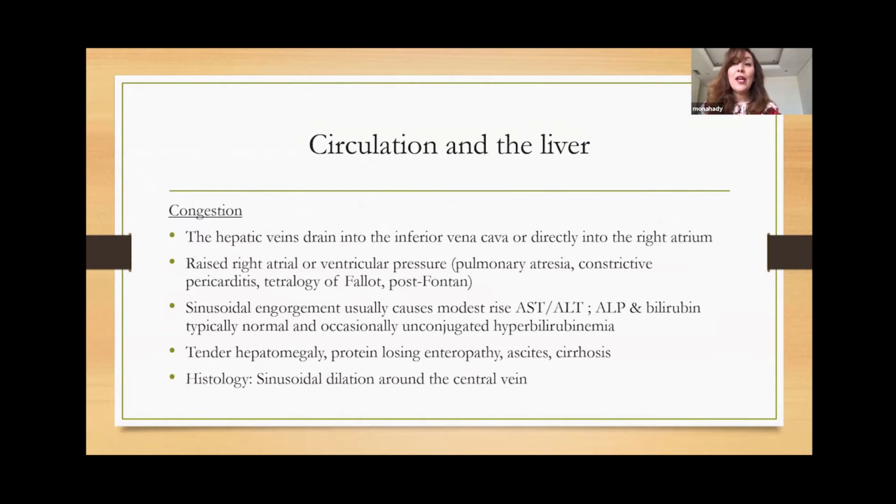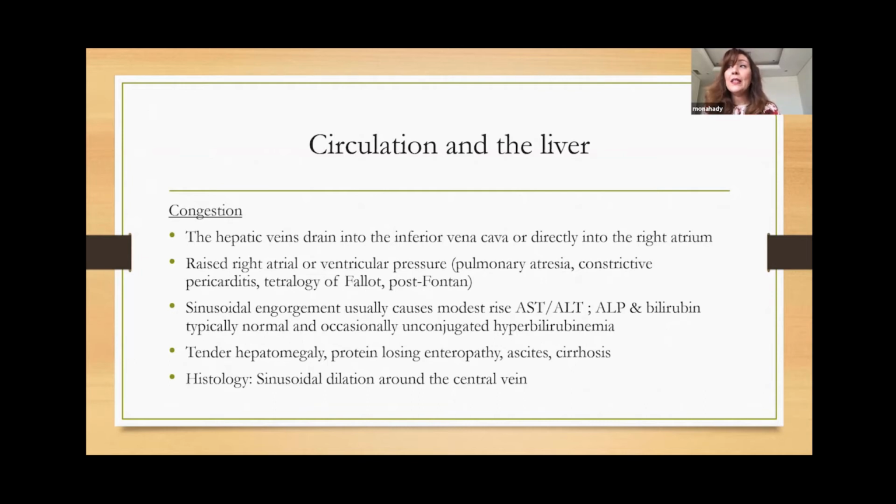The hepatic veins drain into the inferior vena cava or directly into the right atrium. So any increase in the right atrial or ventricular pressure, as in cases of constrictive pericarditis, pulmonary atresia, Fallot's, or post-Fontan procedures, will cause congestion of the liver with sinusoidal engorgement, and this is usually reflected by abnormal transaminases, while the alkaline phosphatase and bilirubin are generally normal. There is a large tender liver, protein-losing enteropathy, ascites, and eventually cirrhosis.